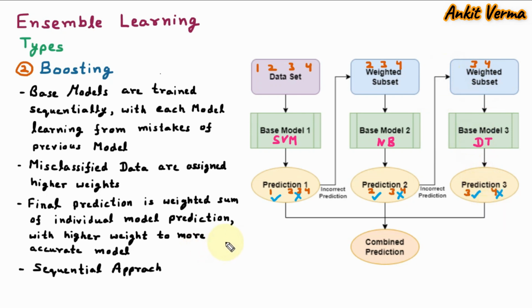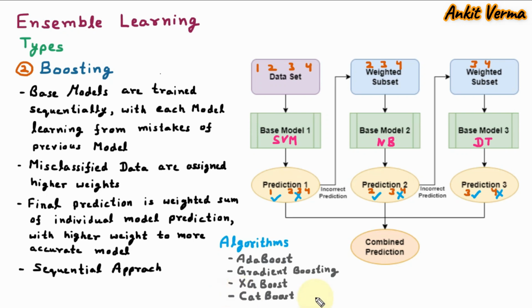There are various algorithms under the boosting technique. The first is AdaBoost, which is also called adaptive boost. The second is gradient boosting. Next is XGBoost. Next is CatBoost. And next is LightGBM, which is light gradient boosting machine.